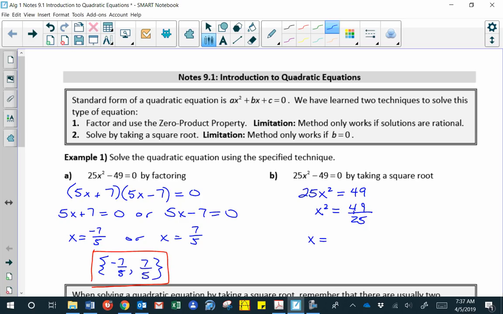Now the important thing to remember is that when you're taking a square root in an equation, there are two solutions. There are two numbers that squared give you 49 over 25. Those are plus or minus 7/5. If you want to think about what happened here, we have plus or minus the square root of 49 over 25. So our solution set is the same. It includes negative 7/5 and positive 7/5.